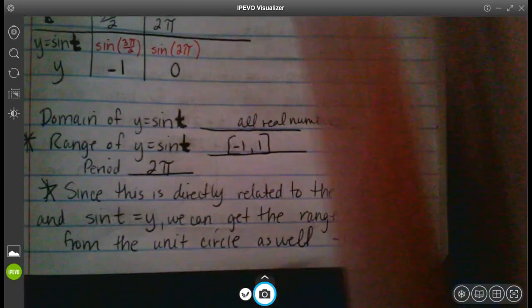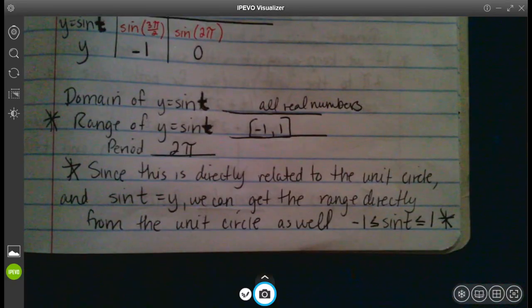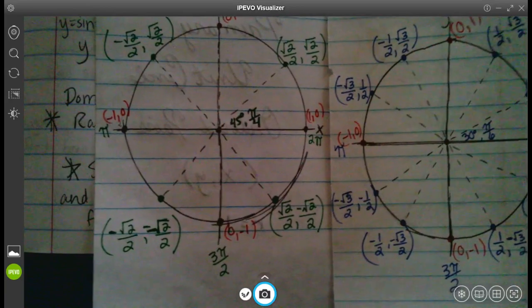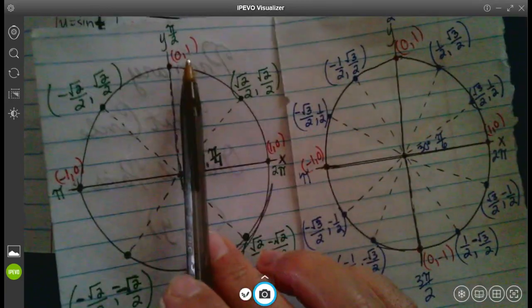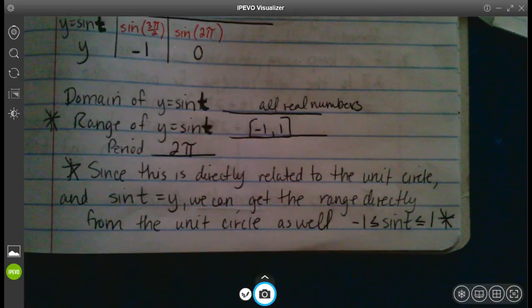And that's all there is to that, okay? A note here at the bottom says, since this is directly related to the unit circle and sine of t is equal to y, we can get the range directly from the unit circle as well. So if I look at my unit circle, I know that the y values are between -1 and 1. So that is how it's directly related to that.